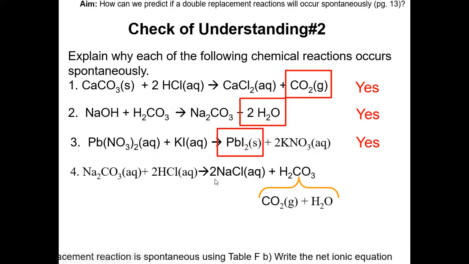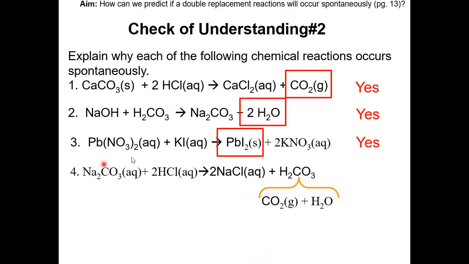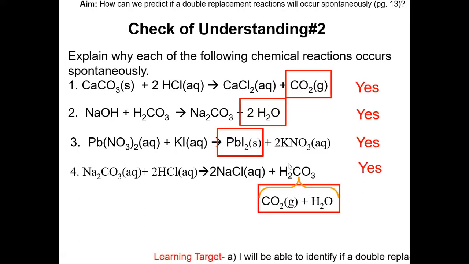In the fourth reaction, H2CO3 can further react and decompose to CO2 and water. Since it's forming CO2 and water, this chemical reaction is spontaneous. At this point, you should be able to predict the products of a double replacement reaction and tell if it's spontaneous or not based off its products.